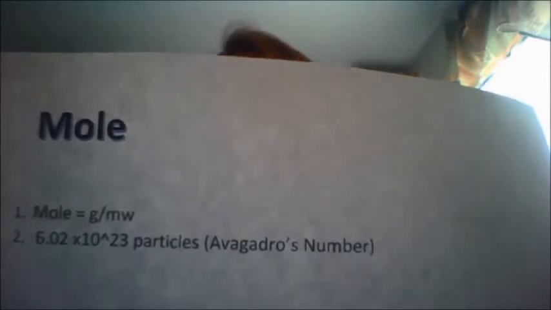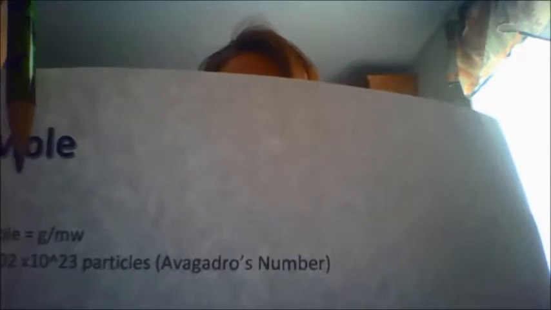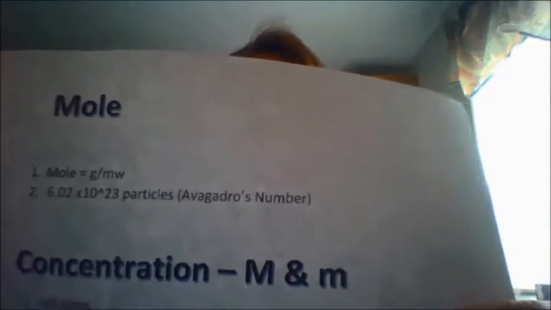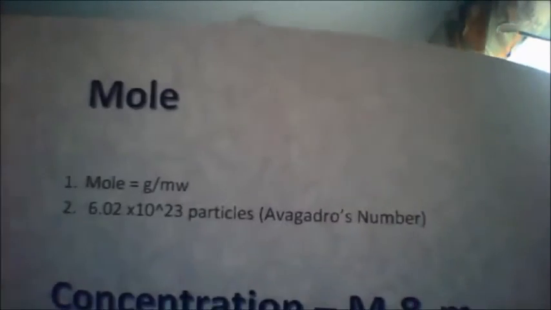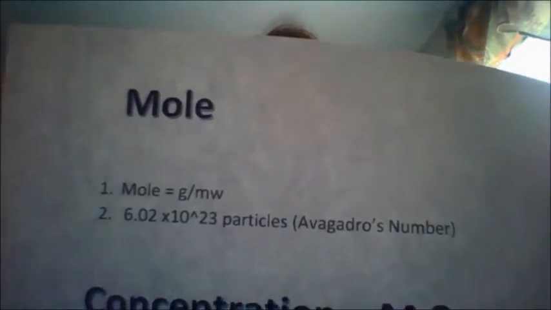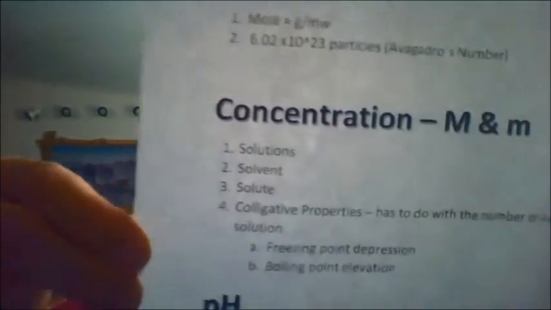Okay, we have our mole. Okay, when we are talking mass, a mole is equal to grams over molar weight. When we're talking number of particles, we are talking 6.02 times 10 to the 23rd. Concentration is molarity and molality. We talked about solvents and solutes and solutions.